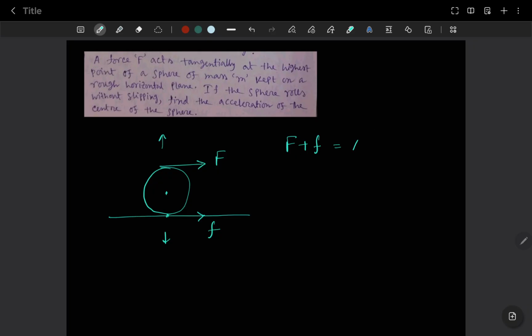So F plus f is ma, where a is the acceleration of the center of mass. Here capital F is producing a torque in the clockwise direction and friction is producing a torque in the anti-clockwise direction. So these two torques oppose each other. The net torque creating the rotation about the center of mass will be FR minus fR, that is (F minus f) into R.